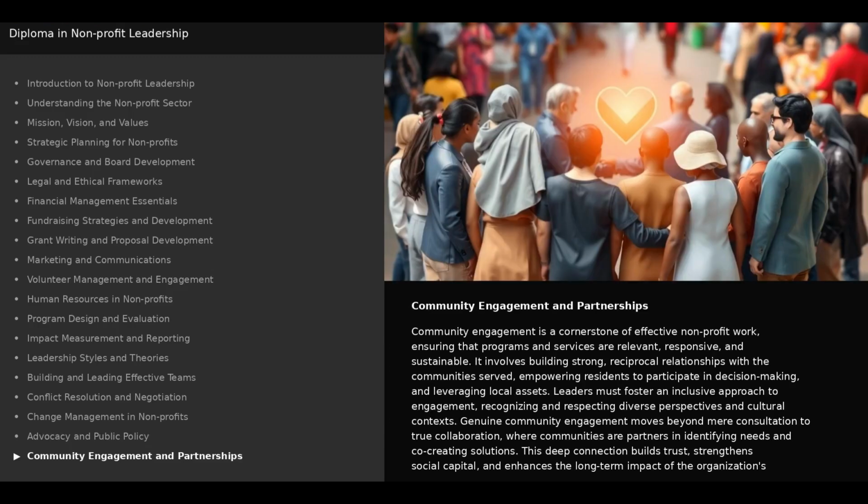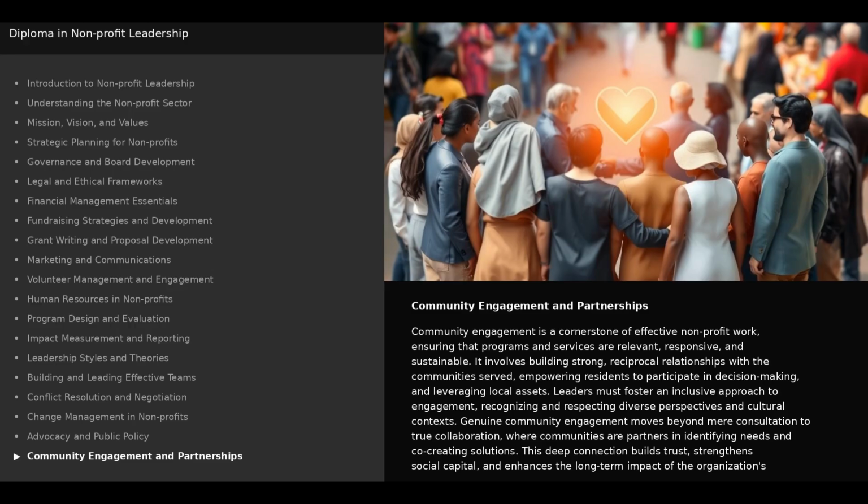Community engagement and partnerships. Community engagement is a cornerstone of effective non-profit work, ensuring that programs and services are relevant, responsive, and sustainable. It involves building strong, reciprocal relationships with the communities served, empowering residents to participate in decision-making, and leveraging local assets. Leaders must foster an inclusive approach to engagement, recognizing and respecting diverse perspectives and cultural contexts.